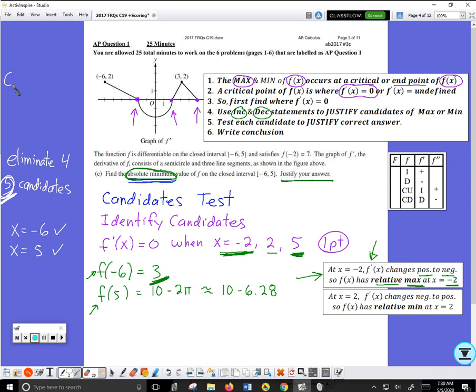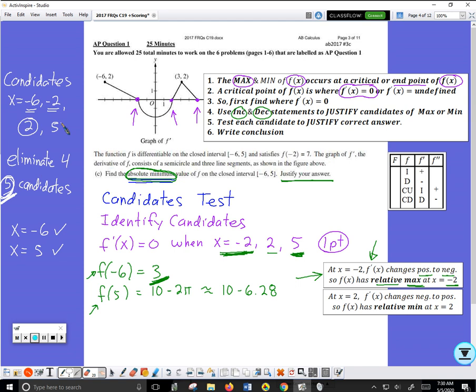notice how I keep writing. This is how you keep yourself moving on the AP test. Don't sit and think, just keep writing. So the candidates really are x equal negative 6. Already checked that. x equal negative 2. I've eliminated that candidate. x equal 2, I still need to do something there. And I've checked x equal 5.